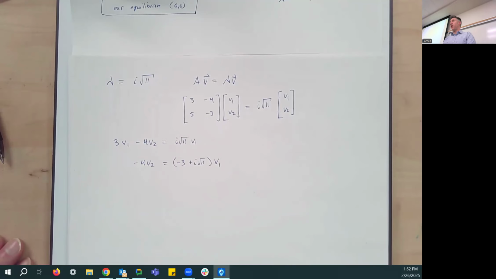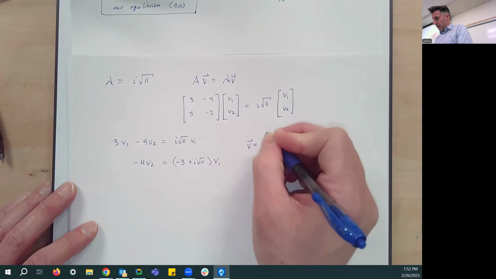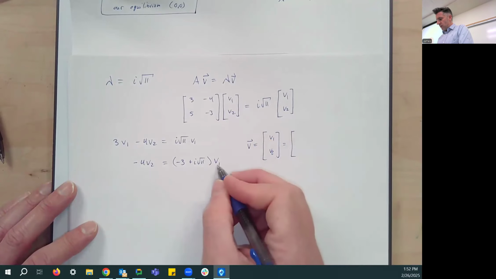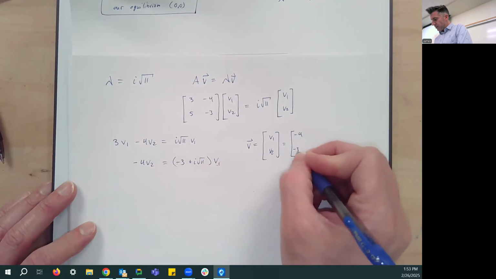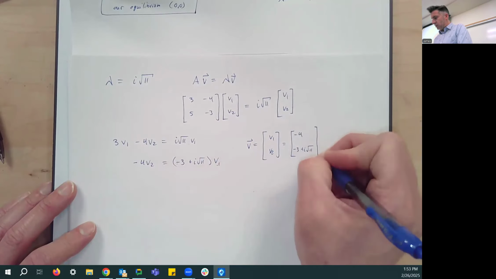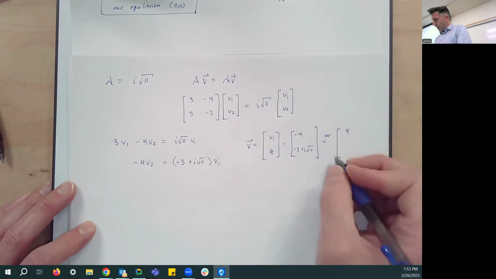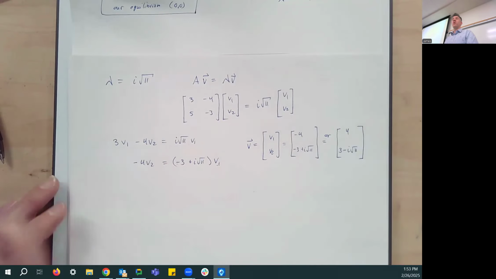He would probably divide everything by -4. I would not. I would pick my eigenvector right now. So I would probably choose my eigenvector to be v1 equal to -4, v2 equal to -3 plus i root 11. Or if I was feeling like I might change the signs, +4 and +3 minus i root 11. Either choice is valid, but you have to pick one. Or something else completely.